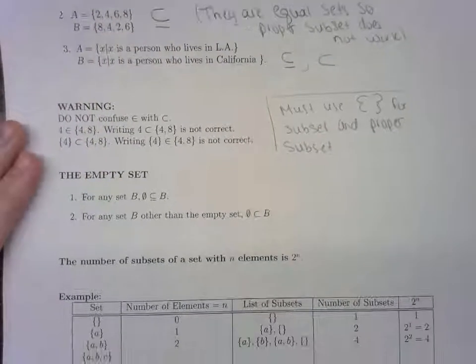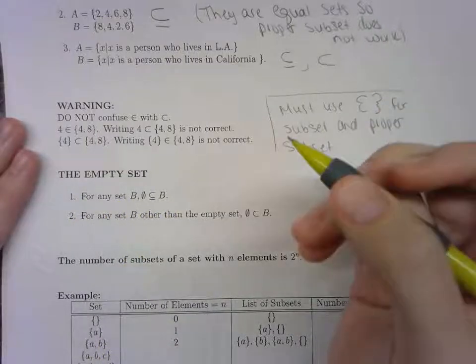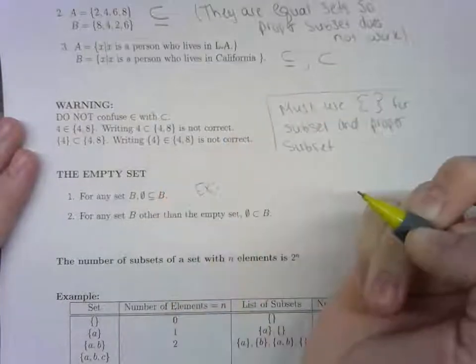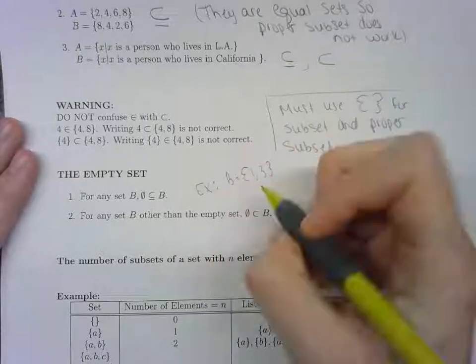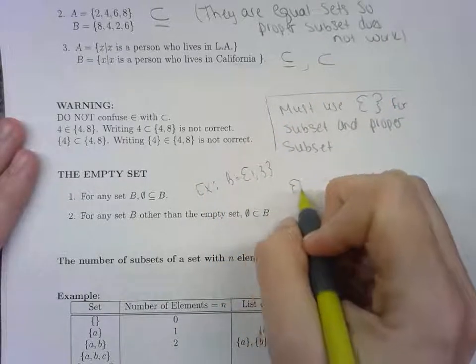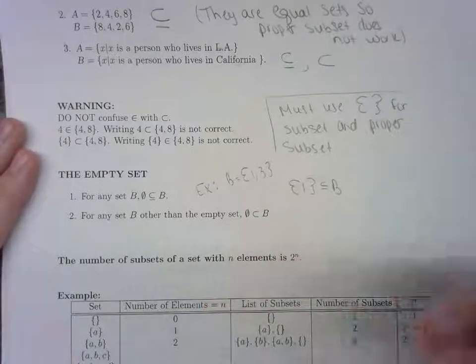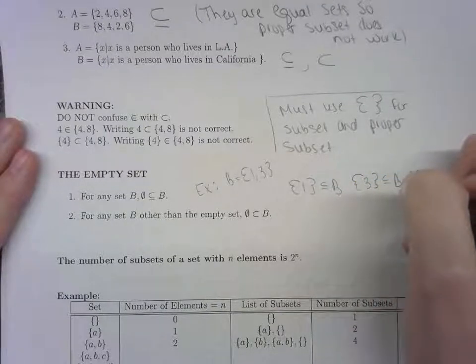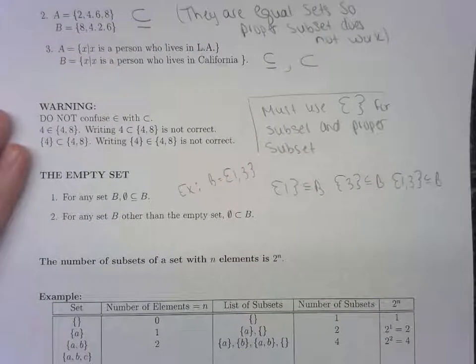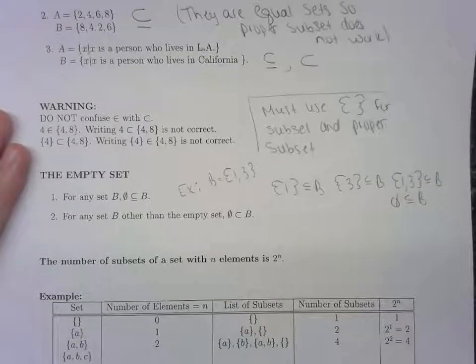Okay, we also have one more thing with the empty set. It says for any set B, the empty set is a subset of B. Okay, so for example, if you were to say B equals {1, 3}, you have that {1} is a subset of B. Okay, the element 1 is a subset of B. {3} is a subset of B. You have {1, 3} is a subset of B. That's the whole set. And then by definition, you also have the empty set as a subset of B. So those would be your 4 subsets.